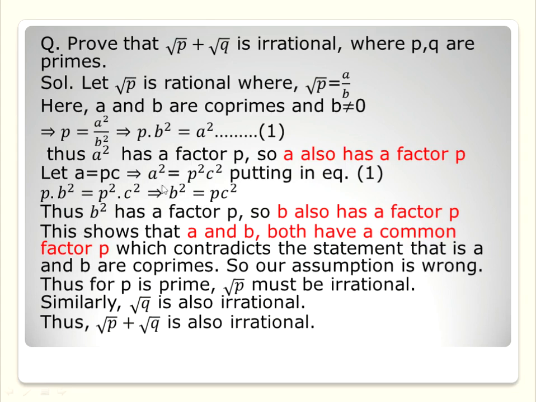Thus b square has a factor p, so b will also have a factor p. This shows that a and b both have a common factor p, because a also has a factor p and b also has a factor p. So both of them have a common factor p, which is not possible, which contradicts the statement that a and b are co-primes. So our assumption is wrong. Thus for p prime, root p must be irrational. Similarly, root q is also irrational, and the sum of two irrational numbers is also irrational.